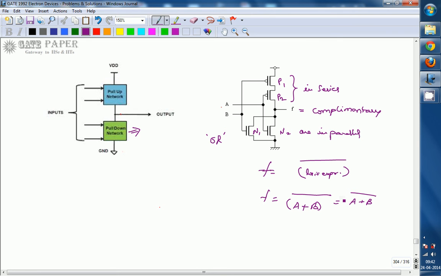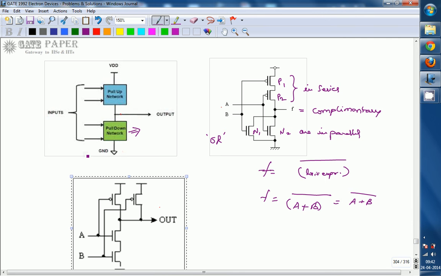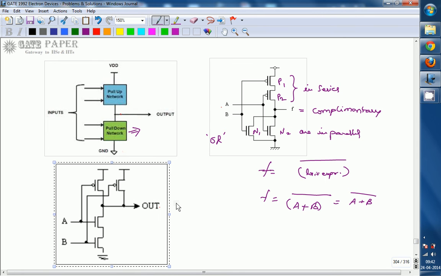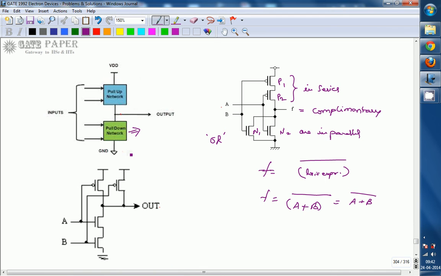Next, if you are going with some other circuit like this one, first identify the pull down network. This is the pull down network, because this is the output node and this is the ground node. In between these two there is the pull down network, which consists of two transistors whose inputs are A and B, and both are NMOS transistors, but now they are in series.